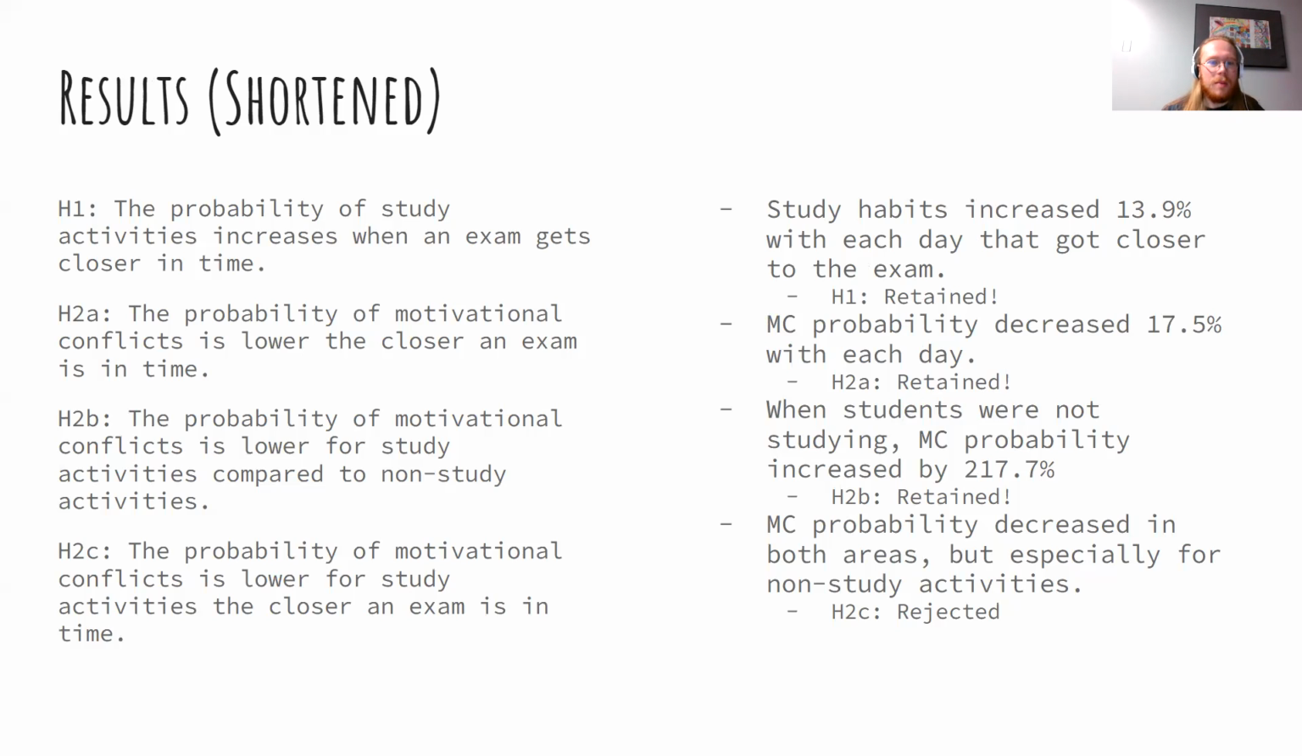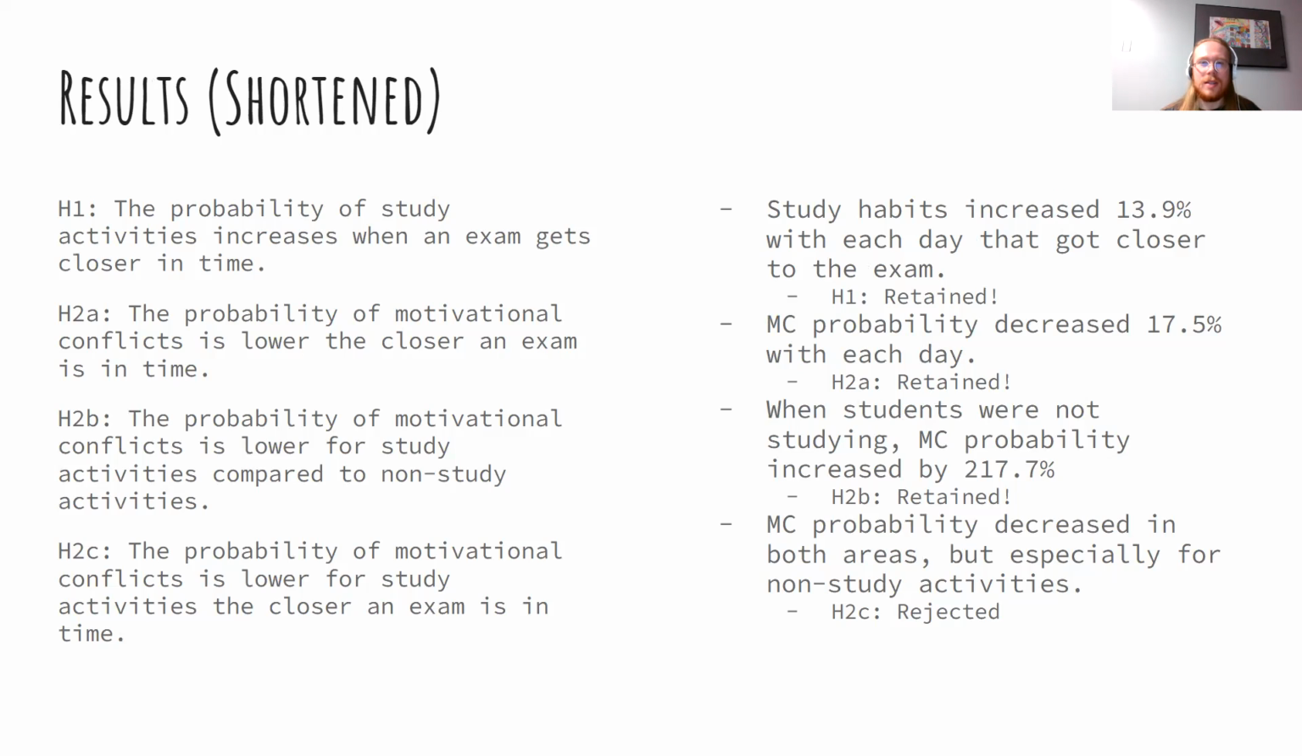Hypothesis 2A stated that the probability of motivational conflicts is lower the closer an exam is in time. This is also retained, so as time goes on, people tend to feel more confident, or the participants tended to feel more confident that they were doing the correct activity, that their main activity was the correct one. Hypothesis 2B predicted that the probability of motivational conflicts is lower for study activities compared to non-study activities. A little bit weird of a figure, but when students were not studying, the probability of a motivational conflict increased by 217.7%. So that was retained as well.